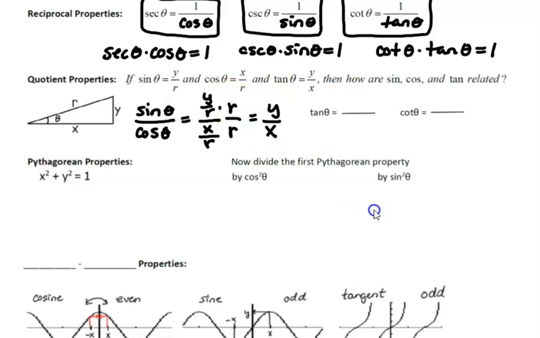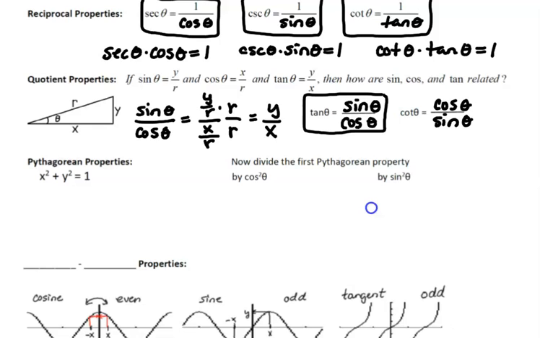So this leads to the first quotient property. Tangent of theta is equal to sine of theta divided by cosine of theta. There's the first quotient property. The second one, since cotangent is the reciprocal of tangent, cotangent theta is just cosine divided by sine. Those are the two quotient properties.